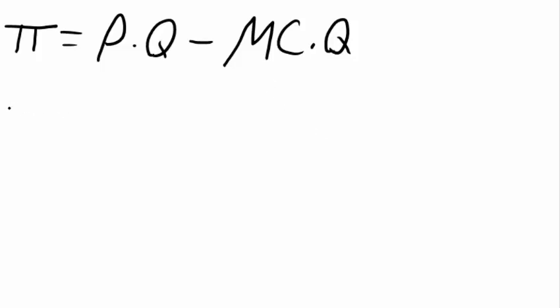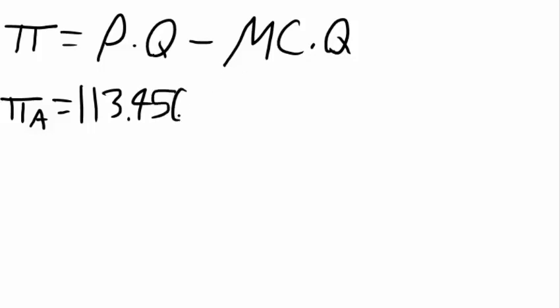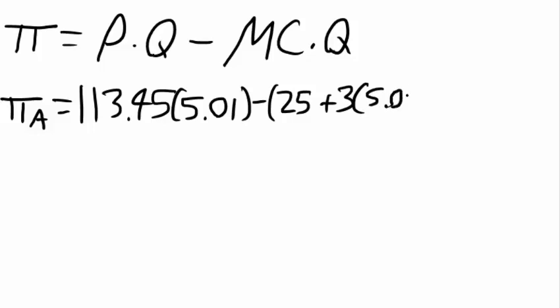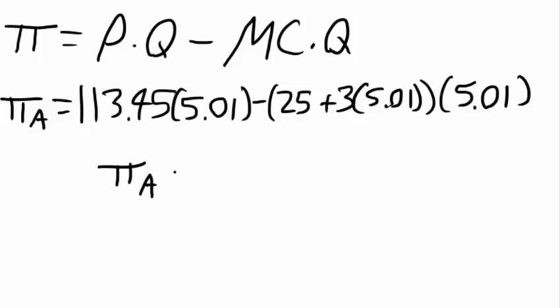And if we want to find our profit for firm A, we would have our price of 113.45 times our quantity of 5.01 minus the marginal cost function of 25 plus 3 times 5.01, and that is multiplied by 5.01. And we plug this into a calculator to get a profit for firm A of $367.83.